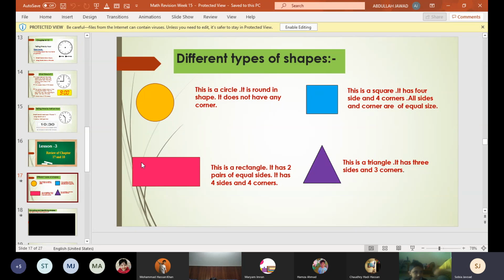This is a rectangle. It has two pairs of parallel sides. See, these two sides are the same and the other two sides are the same. It has 4 sides and 4 corners. This is a triangle. It has 3 sides and 3 corners. Look at here. 1, 2, and 3.